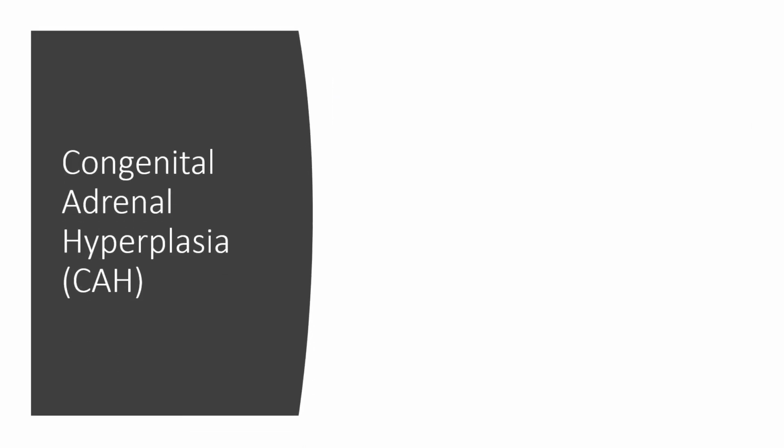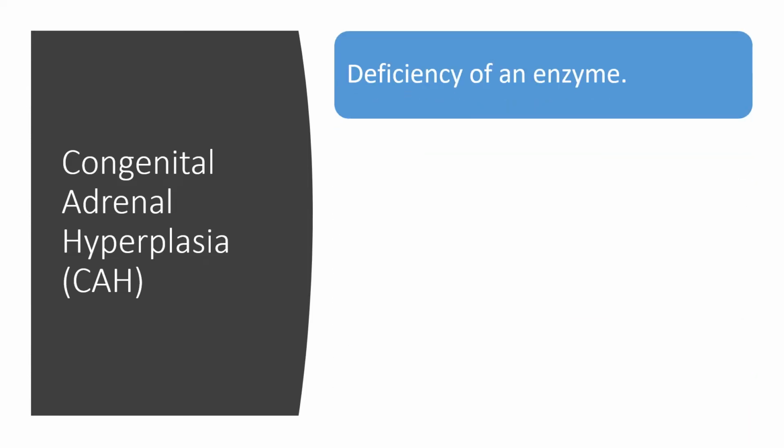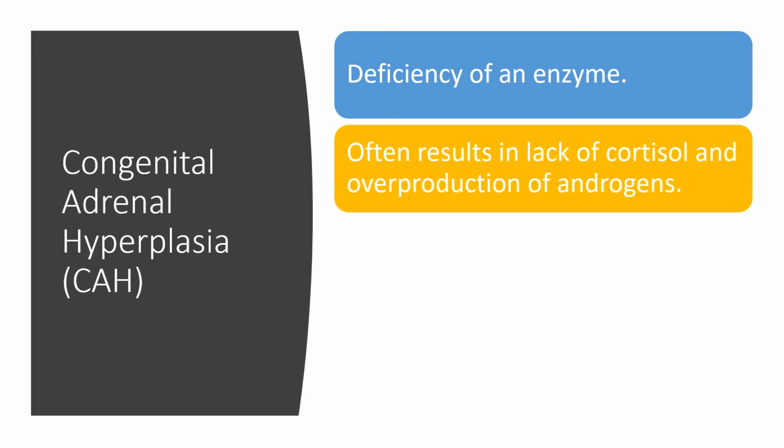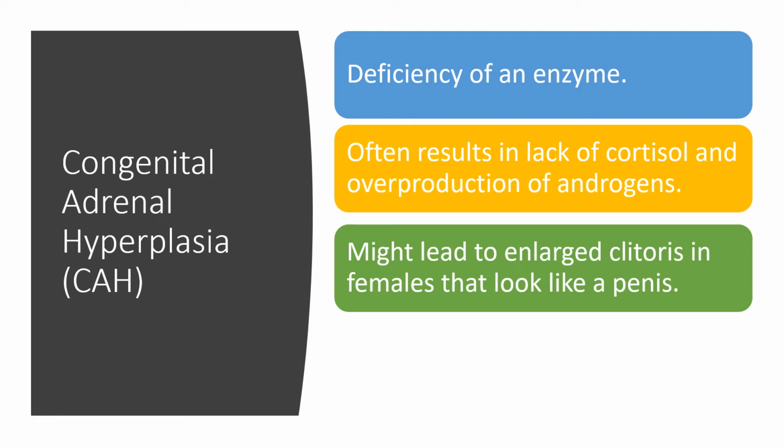Congenital adrenal hyperplasia is a group of disorders that is characterized by a deficiency of one of the enzymes needed to make specific hormones in the adrenal glands. The body often tries to compensate for this deficiency by overproducing other types of hormones. This often results in a lack of cortisol and an overproduction of androgens. A consequence of this might be an enlarged clitoris in females that looks like a penis. Another consequence might be an earlier onset of puberty.